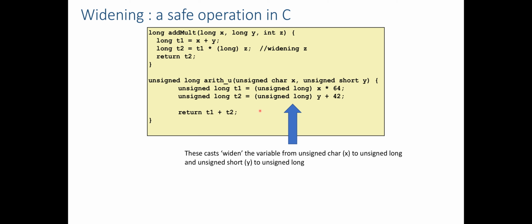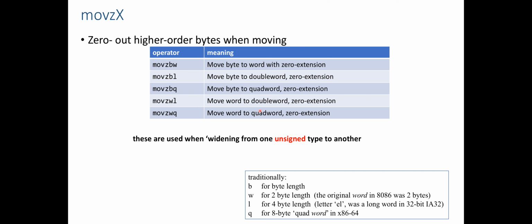Okay, so in order to do this, we're going to look at a couple of very important new instructions that you're going to see a fair amount of. Let's start with the first one. It's called movz. What this does is it zeroes out the higher order bytes when moving from one register to another. Let's look at the various kinds of these.